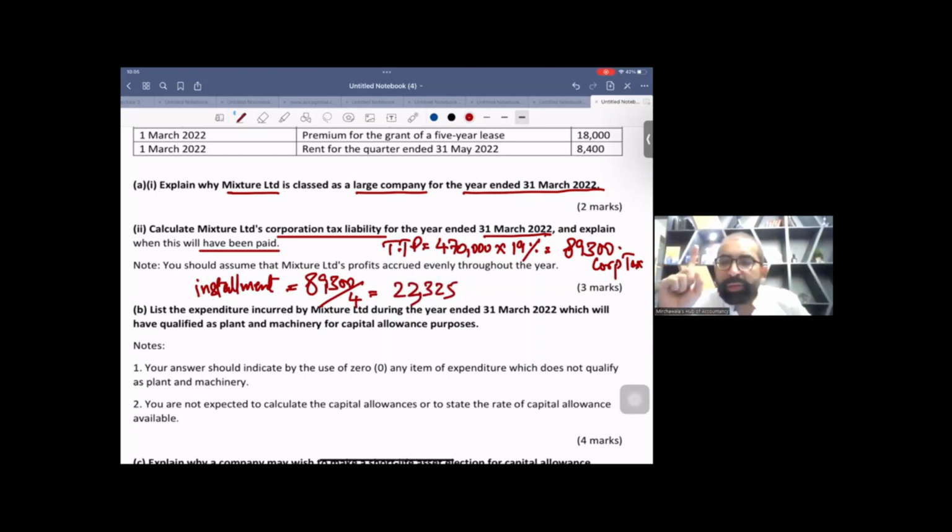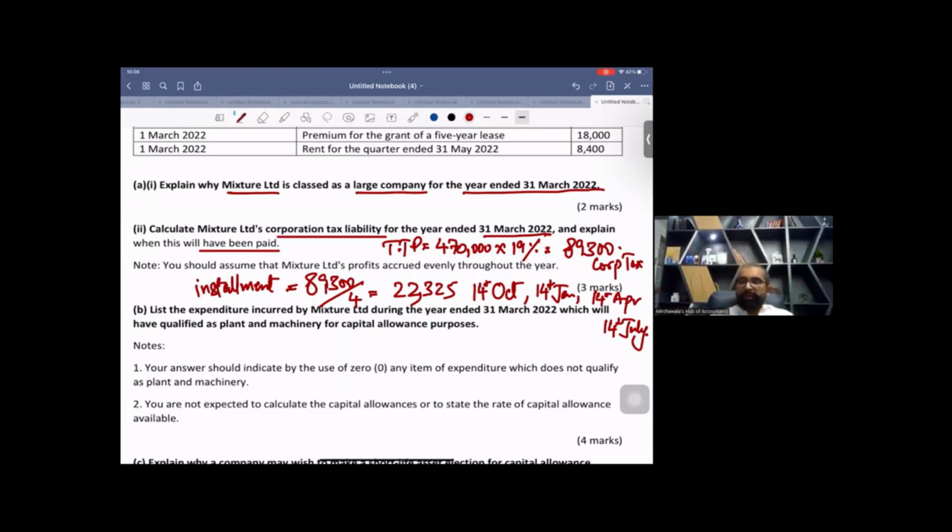And now when you have to pay, it's all cash marks. The beginning of accounting period is 1st April, right? So just count the 7th month. 7th month is October. For the first installment, we have to pay on 14th October 2021. Then after 3 months, 14th January, then 14th April, and then 14th of July. See, you have just earned 5 marks. What else you want?